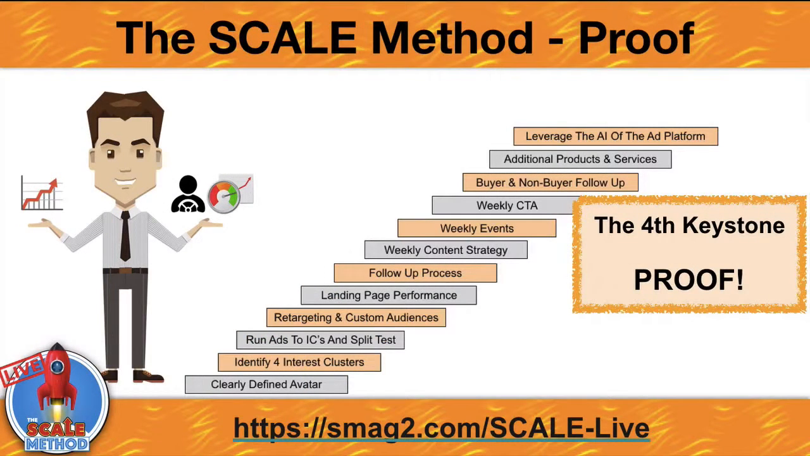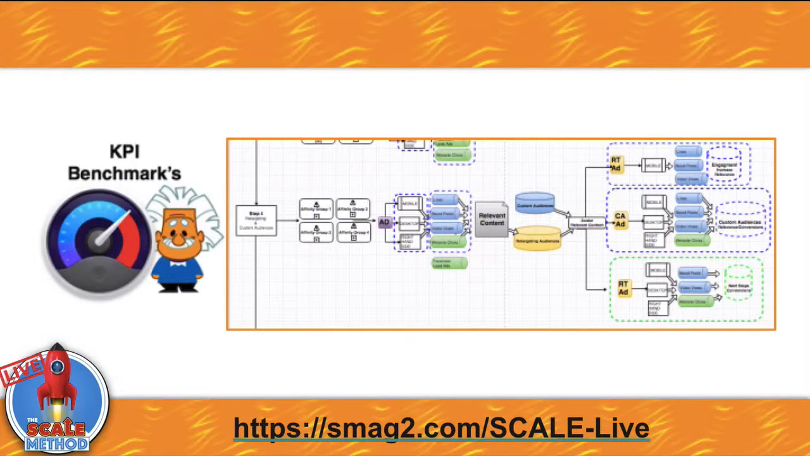So the scale method really comes down to proof. We can prove out each one of these steps, and this is how we make sure that we scale. We just go from one step to the next, to the next, to the next. What are they? Well, they're key performance indicators.